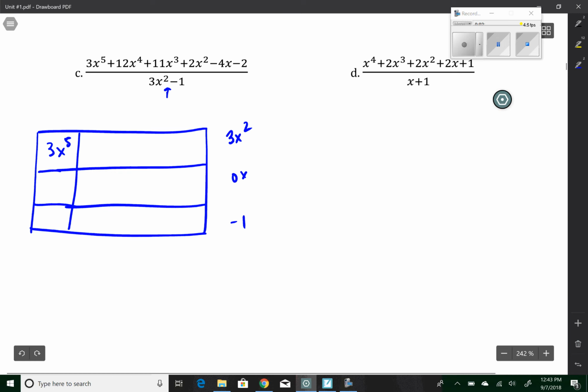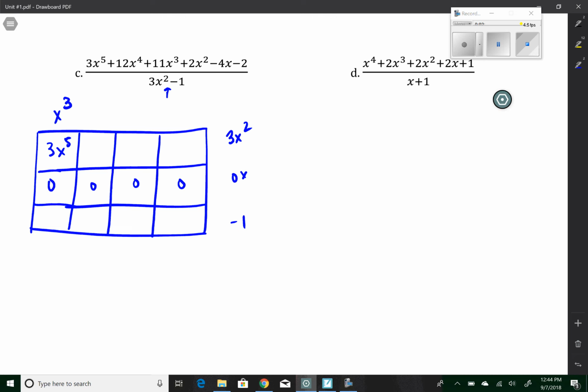3x to the 5th is the first thing I want. I already have the 3, so I'd multiply this by x cubed. So I need an x squared column, an x column, and a constant column. Well, this is going to be a 0. These are zeros straight across. They don't really matter, but they're needed so that we have our like terms here.